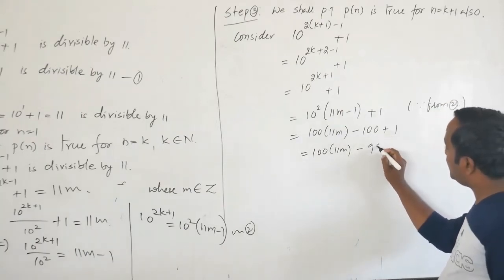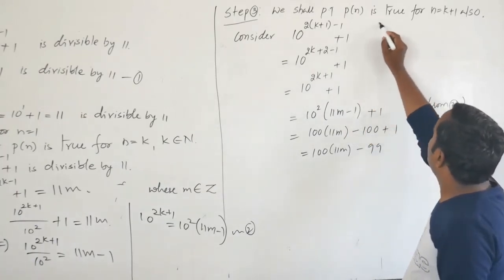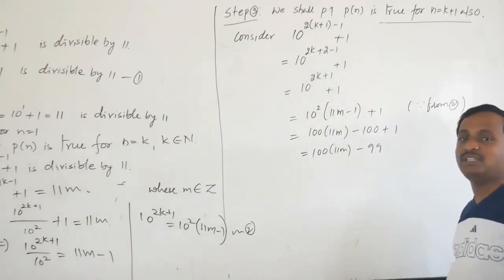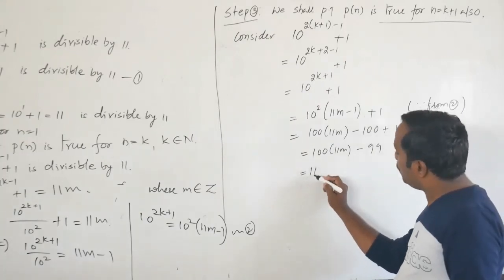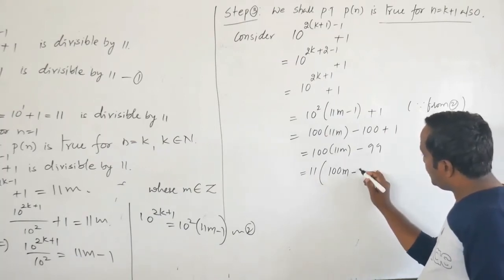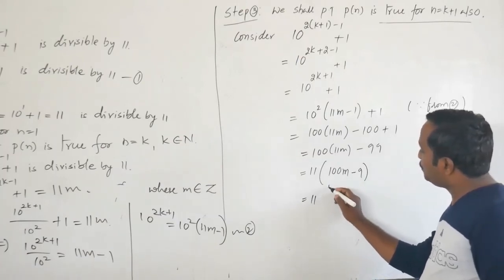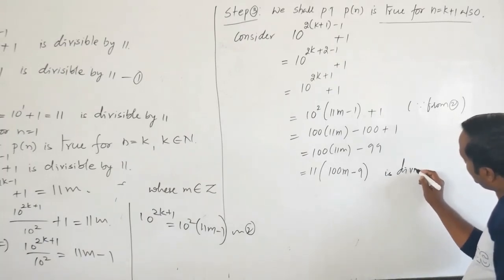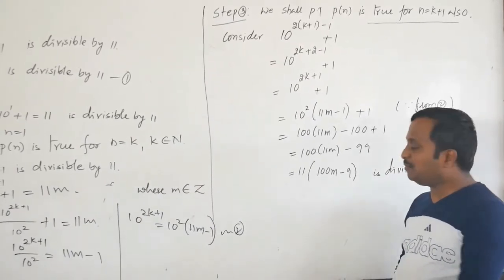So we can write 100 into 11m minus 100 plus 1 is nothing but 99. So now ಏನು ಪ್ರೂವ್ ಮಾಡಬೇಕಾಗಿತ್ತು ಮೊದಲು ಅರ್ಥ ಮಾಡ್ಕೋಬೇಕು. So what is the requirement: p of n is true for n equal to k plus 1, this is nothing but divisible by 11 ಅಂತ ಪ್ರೂವ್ ಮಾಡಬೇಕು. ಅದಕ್ಕೆ 11 ಕಾಮನ್ ತೆಗಿಬಹುದು. ನಾವು 11 ಕಾಮನ್ ತೆಗೆದ್ರೆ 100m minus 11 nines, so it is 11 into some number, so it is divisible by 11.